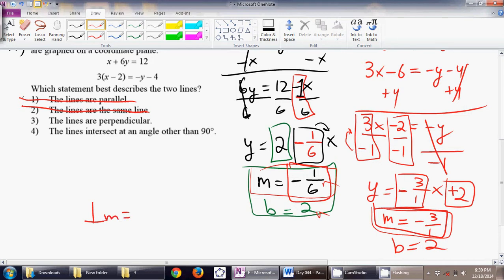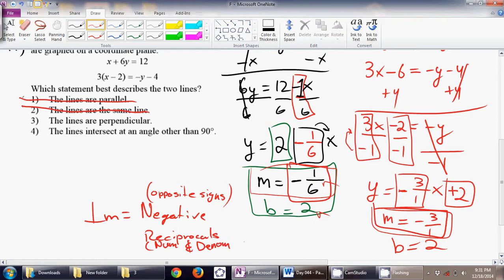Perpendicular slopes, right? If lines are perpendicular, you know their slopes are going to be negative reciprocals, right? This negative part means opposite signs, right? And the reciprocal means that the numerator and denominator are switched, right? They flipped in a sense.